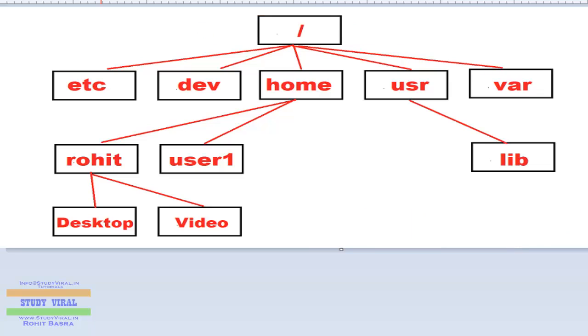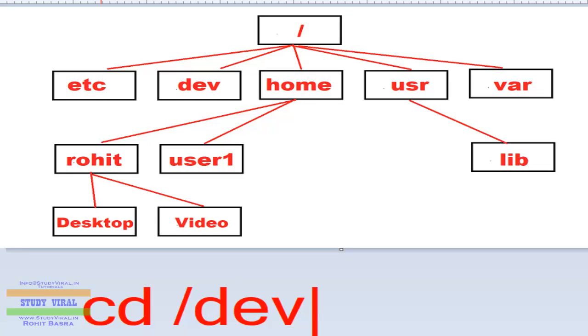Okay, so if I want to go to any directory from root directory like etc, device, home, or any directory, I just need to type cd slash device and enter, so I can go to my device directory from root directory. So the slash represents the absolute path.